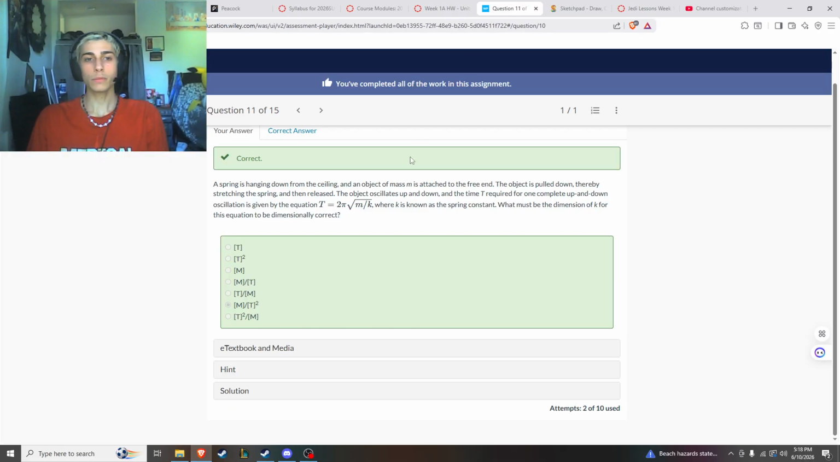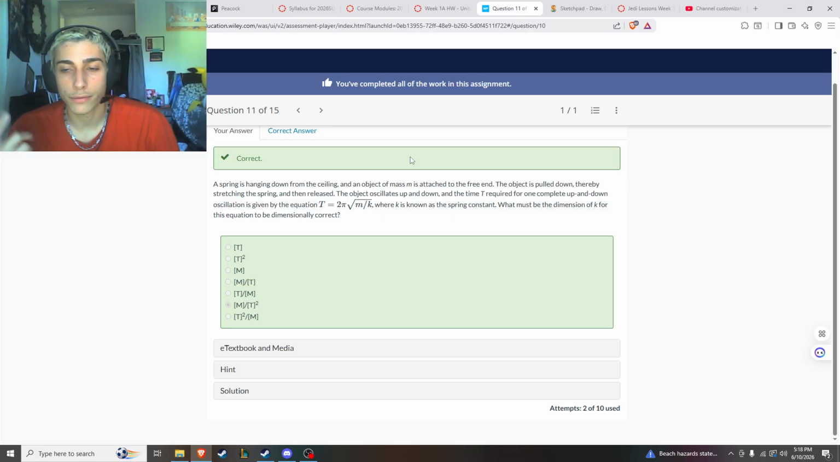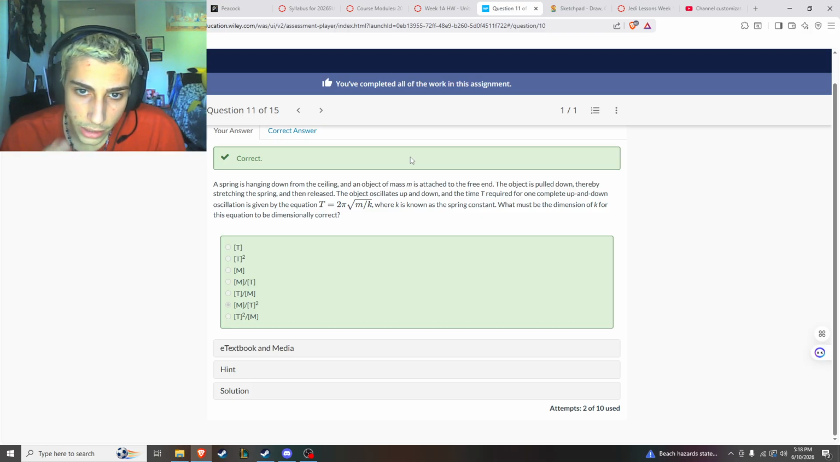And let's read the question out. A spring is hanging down from the ceiling and an object of a mass m is attached to the free end. The object is pulled down, thereby stretching the spring and then released. The object oscillates up and down, and the time t required for one complete up and down oscillation is given by the equation t equals 2 pi radical m over k, where k is known as a spring constant. What must be the dimension of k for the equation to be dimensionally correct?